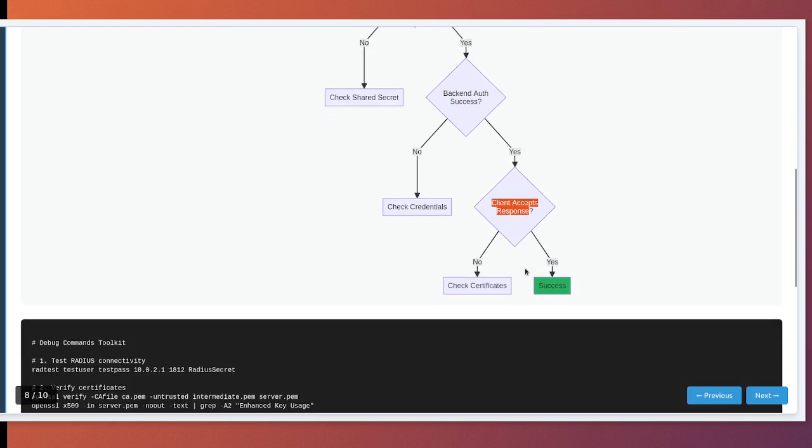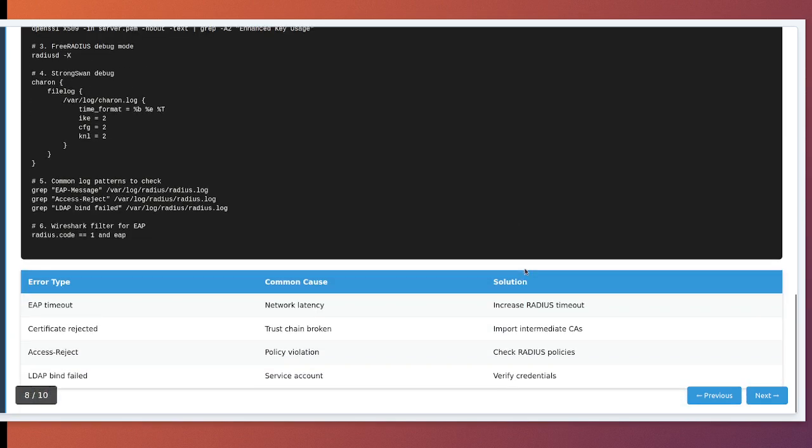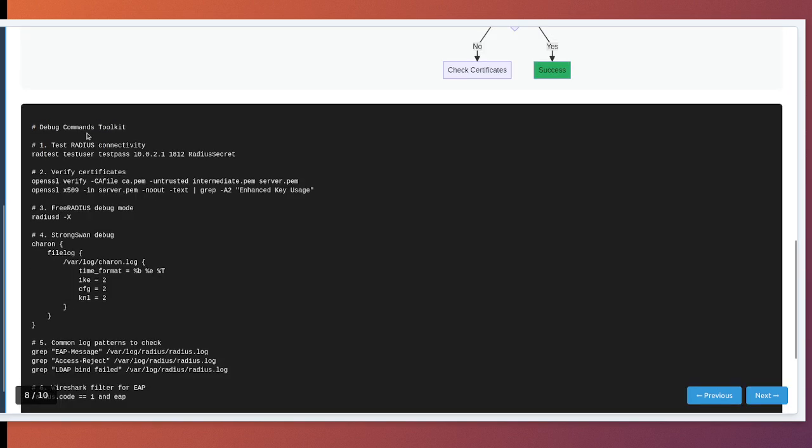The most common issue I see is certificate problems with EAP-TLS, or the outer authentication method for PEAP/TTLS clients not trusting the server certificate. Expired certificates or mismatched certificate fields probably cause 50% of authentication failures. Always check certificate validity, trust chains, and enhanced key usage fields. The OpenSSL commands on this slide help verify certificate properties quickly.